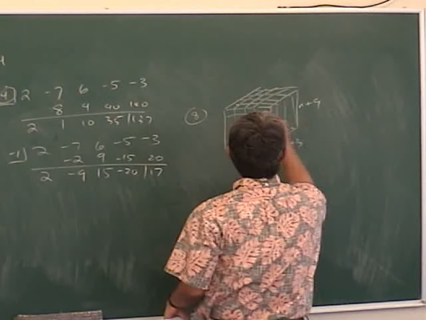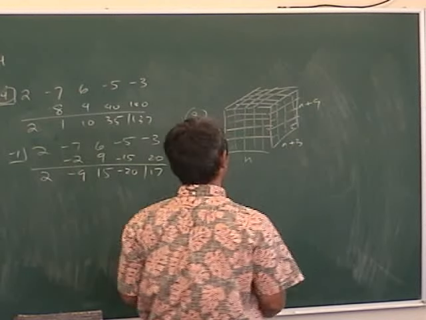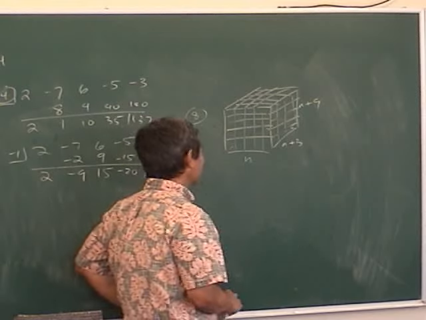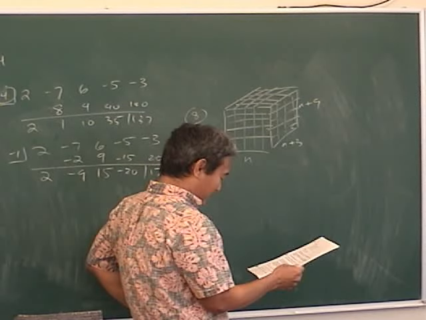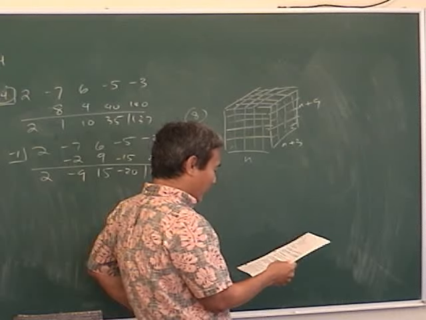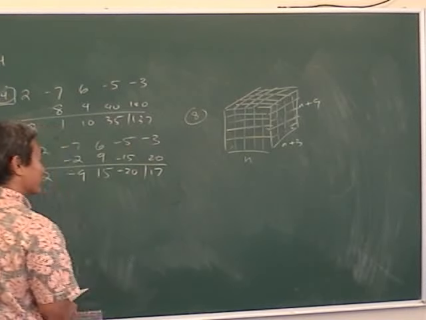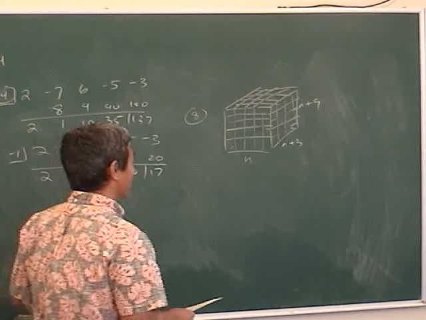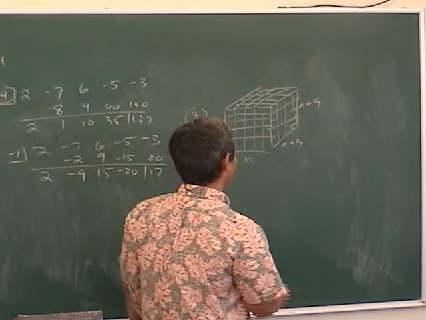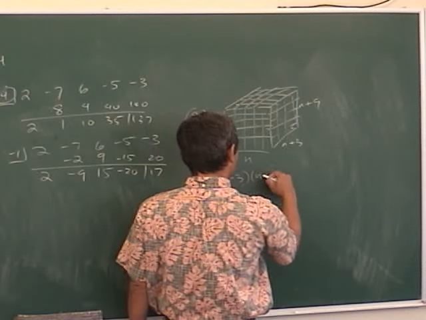Okay, what's the problem now? If exactly half of these cubes have no paint on them, find the dimensions of the original block. Okay, we need to write an equation. Well, first of all, how many total cubes are there right now? n times n plus 3 times n plus 9.